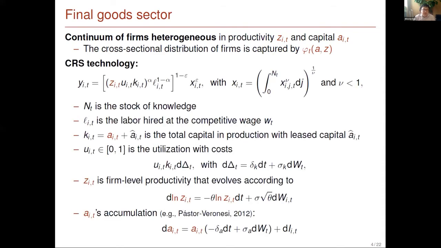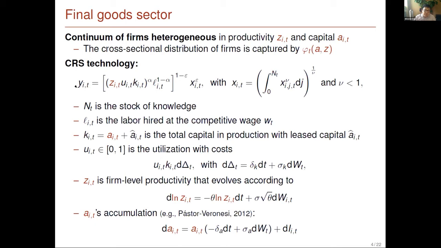And each firm is facing this constant return to scale technology. It's actually quite standard. First, they need this X_it, which is the intermediary goods, to produce final goods Y_it. And this intermediary goods is a CES aggregation of different intermediary goods produced by different firms in the intermediary goods sector. And this nu captures the market power of the intermediary goods firms. And this capital N_t is a stock of knowledge. You can think of it like intangibles in this whole economy. If this N_t is bigger, the intangibles are larger in this economy.